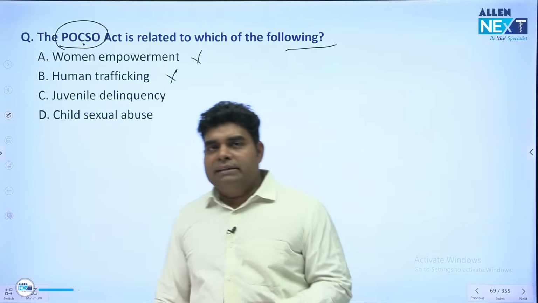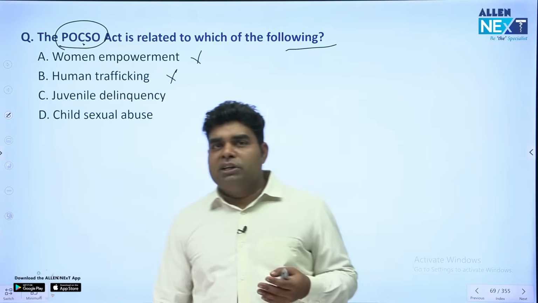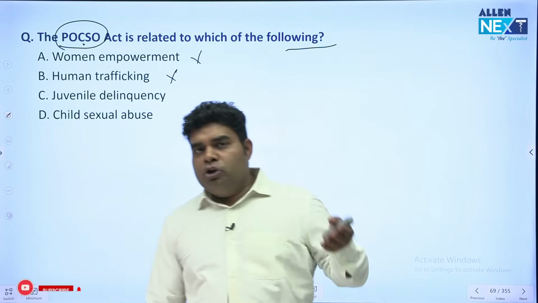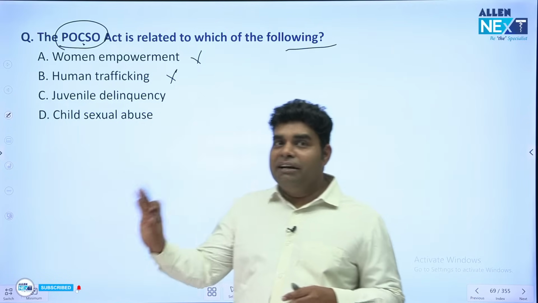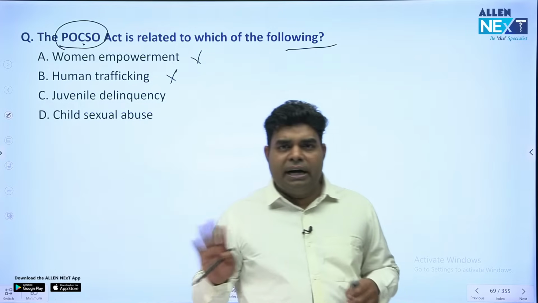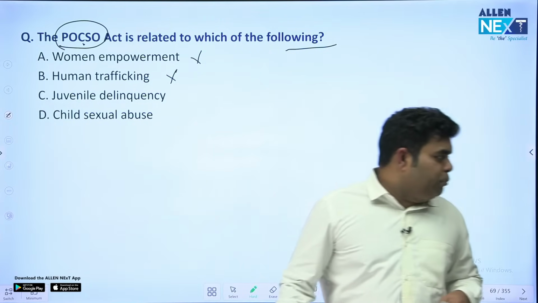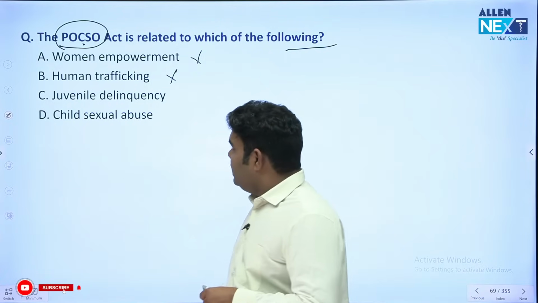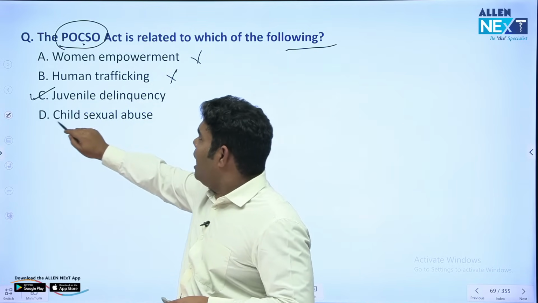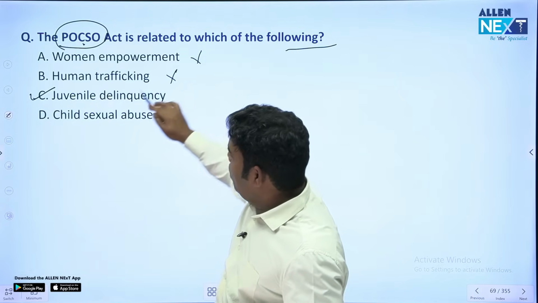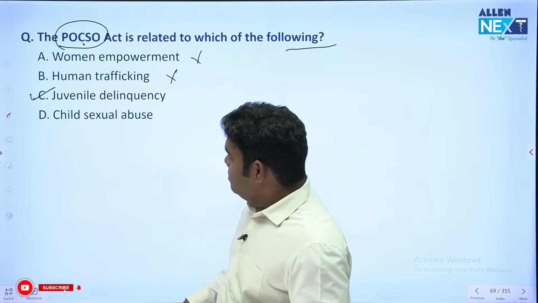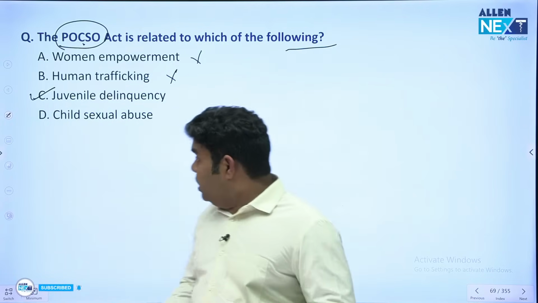POCSO Act, like let's say an adolescent who is 16 years or 14 years does a rape, then according to POCSO Act he will get some relief, because a child, if he is an adolescent and all, should get some relief like that. So that is POCSO Act, which mostly deals with juvenile delinquency. Child sexual abuse is also something which is punishable under POCSO Act.